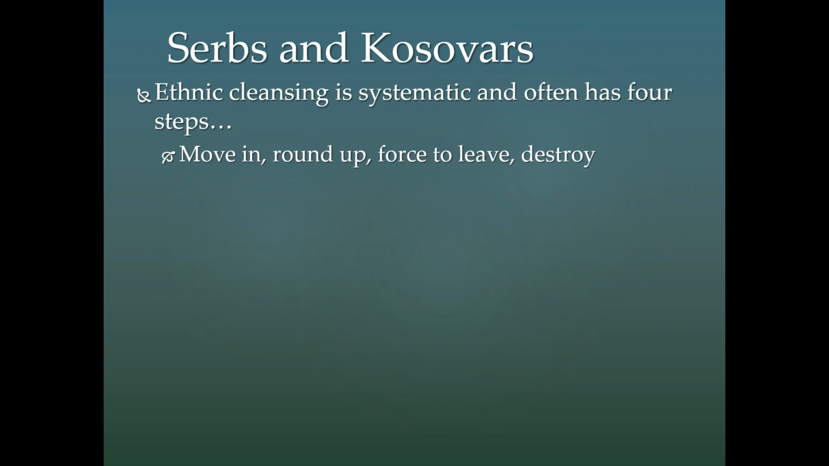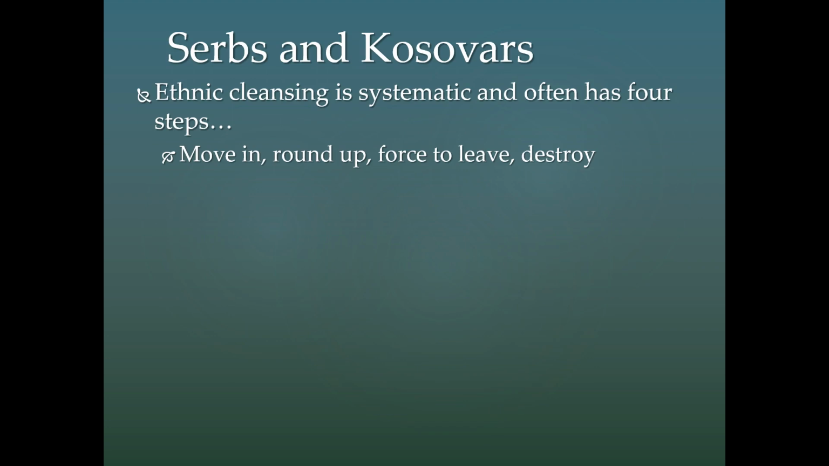Then they will round up the ethnic group that they do not like or are trying to get rid of. They then will force them to leave, and they will then destroy the entire city. Because of this, the people really have no way to come back. And many times in some of the more brutal ethnic cleansing examples, people will kill the men so that they cannot fight back at all. It's just the women and the children left.